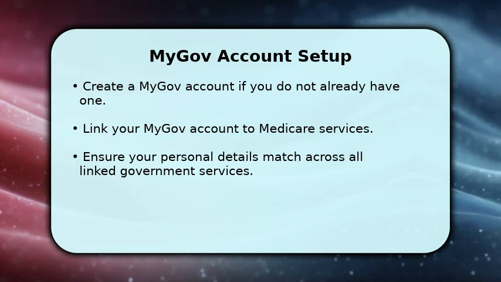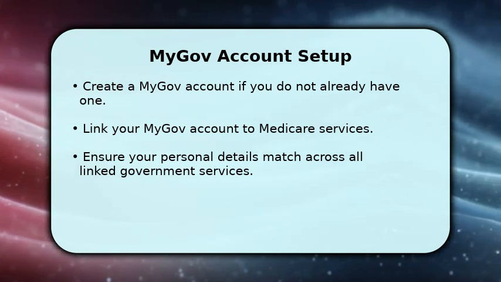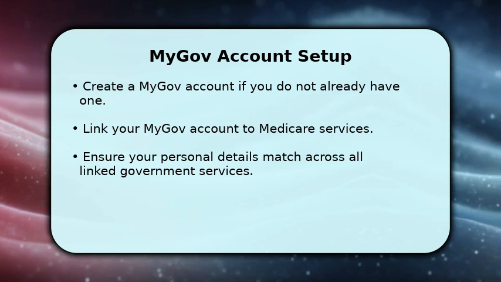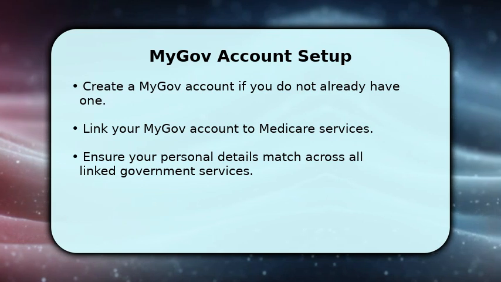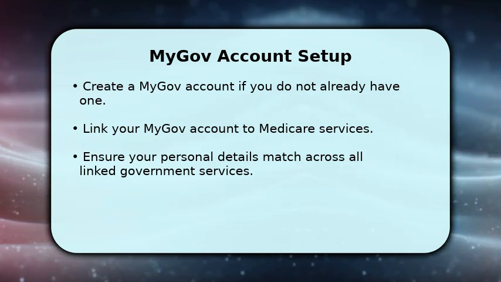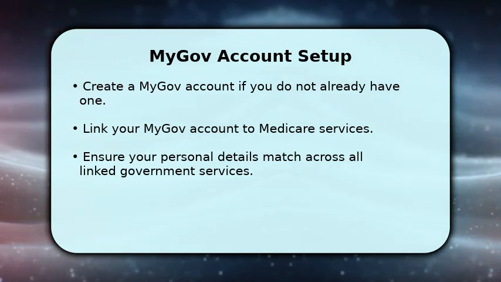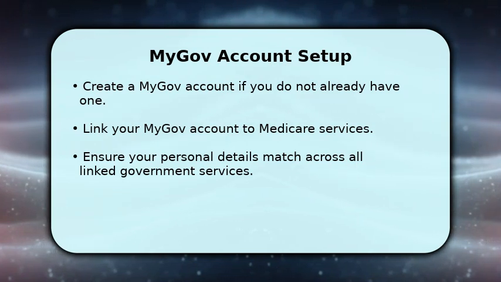It's crucial that your personal details, like your name and date of birth, are consistent across all linked government services to avoid delays. You might need your existing Medicare card number or a linking code, which you can obtain by calling Medicare to complete this connection.